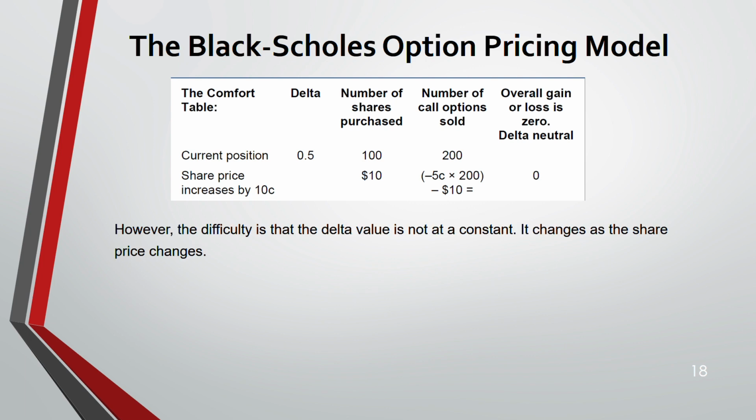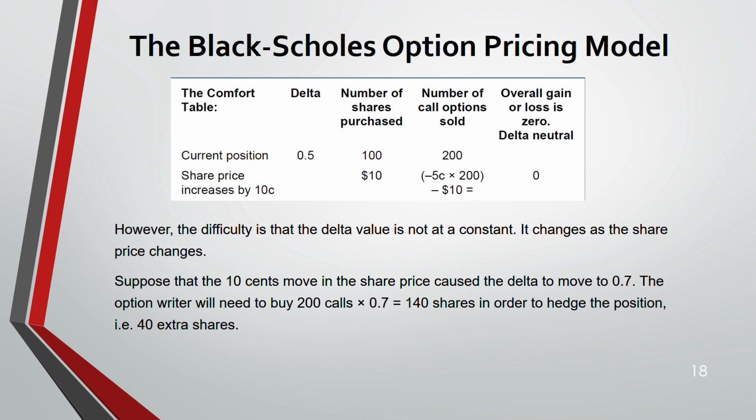But there's a difficulty in this. Delta value is not constant. Delta value keeps changing. As the share price changes, delta also will change. Now, let us go through another example. Suppose 10 cents move in the share price, okay? Share price is increasing by 10 cents, but that is causing the delta also to move to 0.7. Delta is also changing with the share price.